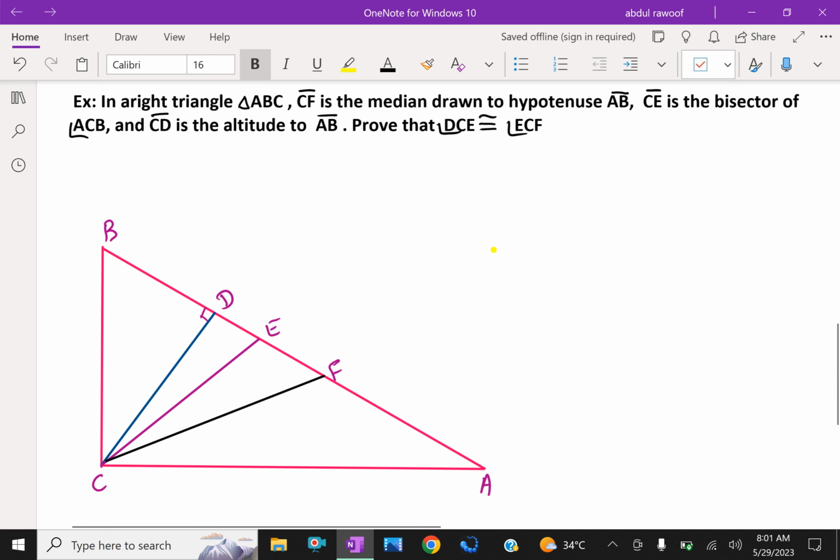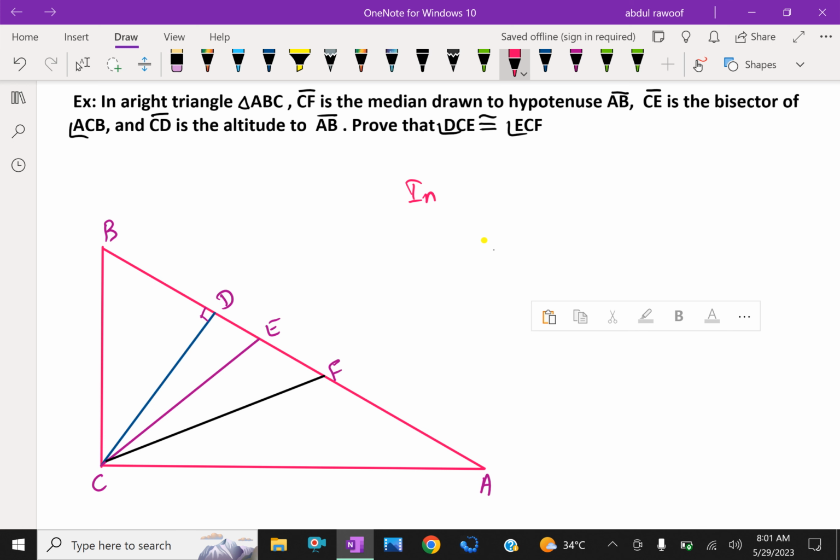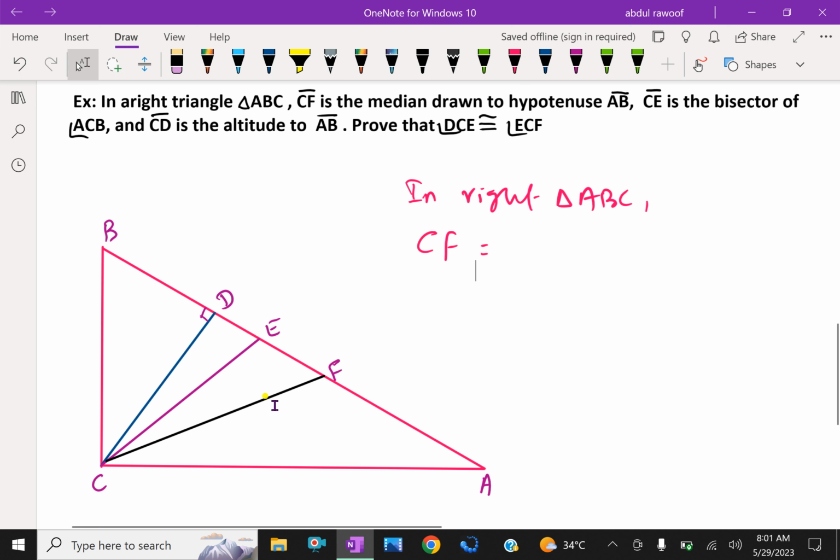Here, in right triangle ABC, CF is half of AB. Since CF is a median, that means it divides the side equally. That is AF equal to FB, which is equal to FA. That means half of AB equal to FA.